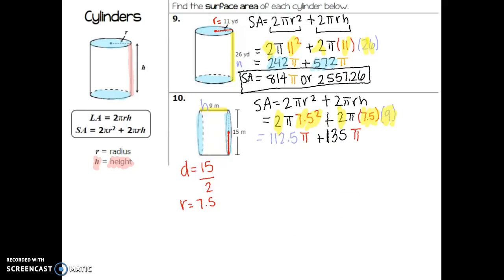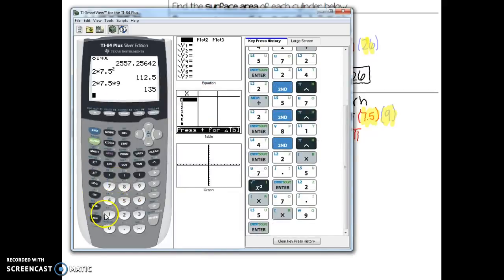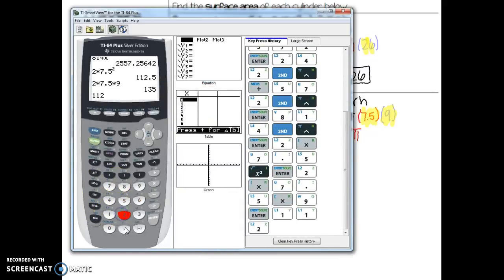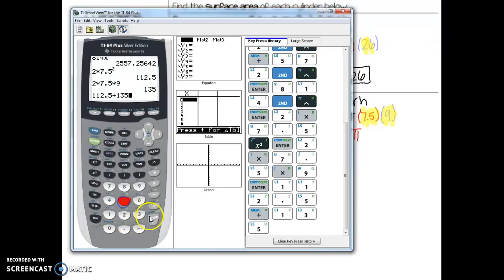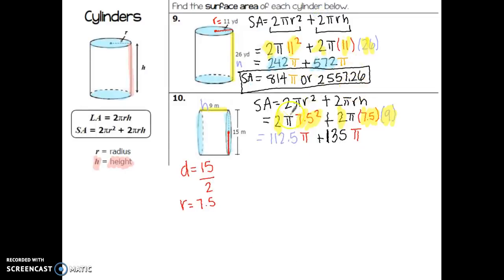Next step, I'm going to add my two numbers. So, where's my calculator? 112.5 plus 135. We have 247.5. So 247.5. Don't forget your pi's.